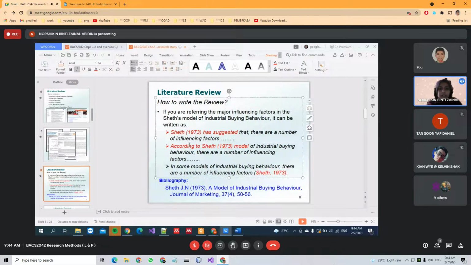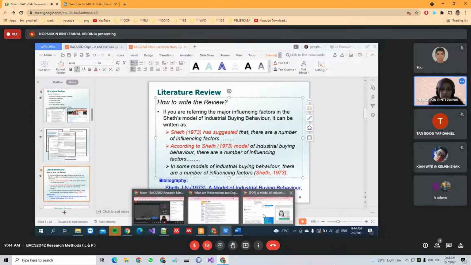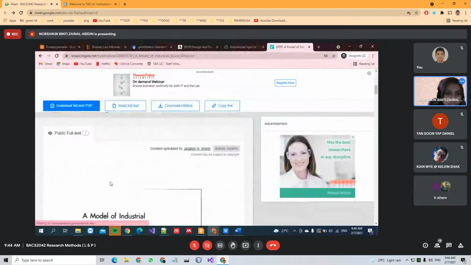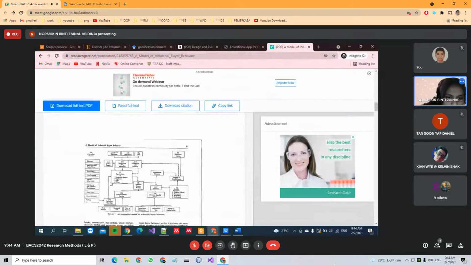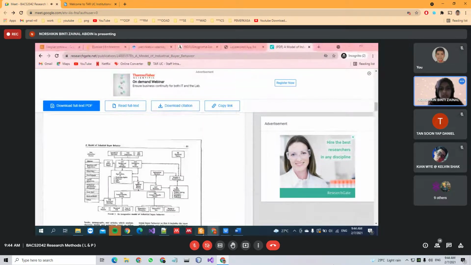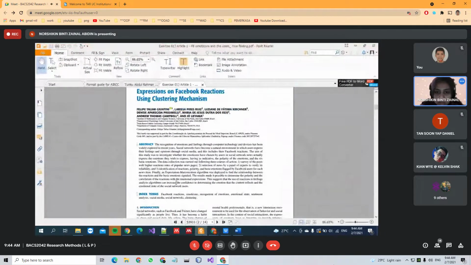And for every paper that you cite or use in your LR, you need to include it in your reference list in the last section of your research. So that's how you're going to write LR. Let's see.